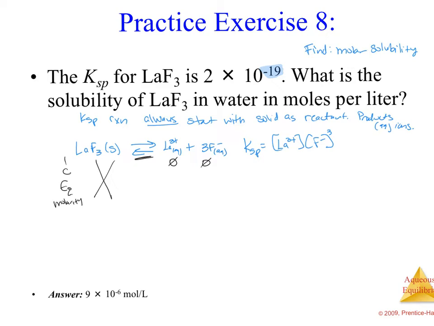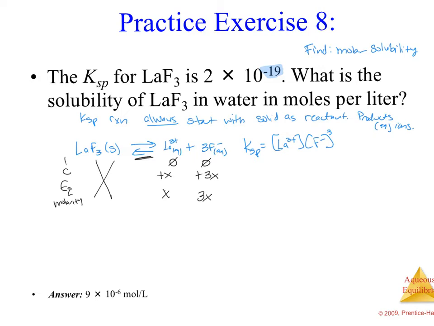The change, same as before, plus x plus 3x. And what this is saying is that over time, you're going to form this 1 to 3 mole ratio of La3 plus and F minus in solution as your solid product starts to dissolve. And then at equilibrium, once that has been reached, we have, again, this x to 3x relationship. So the main reason for this ice box is just to show this 1 to 3 mole ratio.